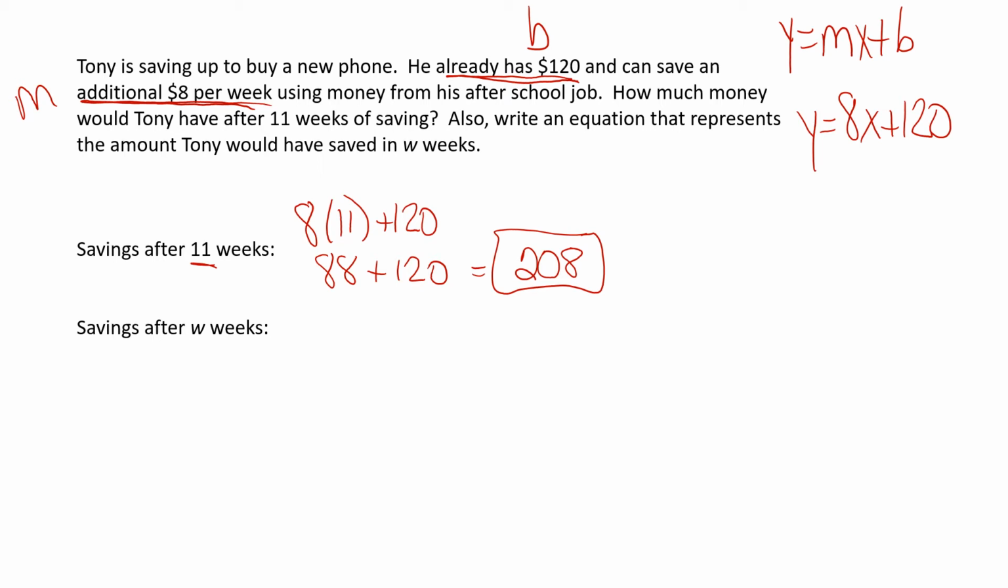The next question is our savings after W weeks. Again, this is an algebra expression. So we want to use the W, like the directions have stated, and write an expression. We're going to use this same information that we had in our equation we just wrote, except we're going to drop the y equals, and in place of the x, we're going to use the W. So that would be 8W plus 120.